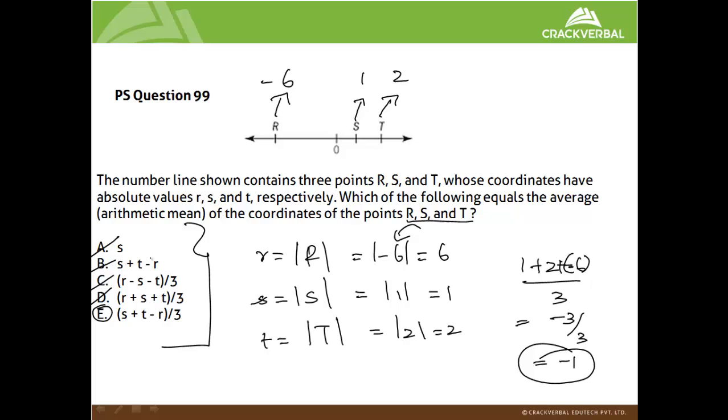So you can do plugging in whenever we see variables in the answer choices. This question again goes by the concept of modulus. Just remember that here the R value is 6, but when we are finding the average of the coordinates of the points R, S and T, since R is less than 0, we have to consider the capital R value as negative 6. I hope this is clear. Thank you.